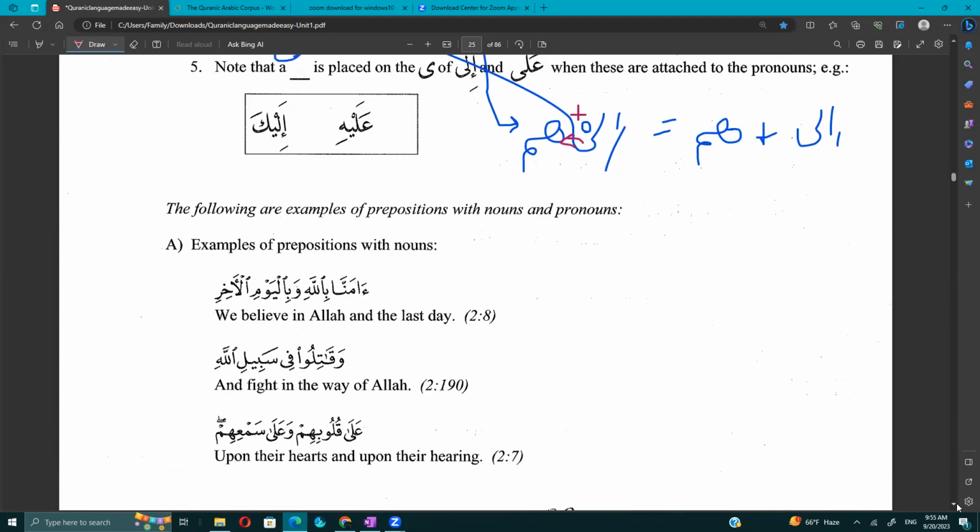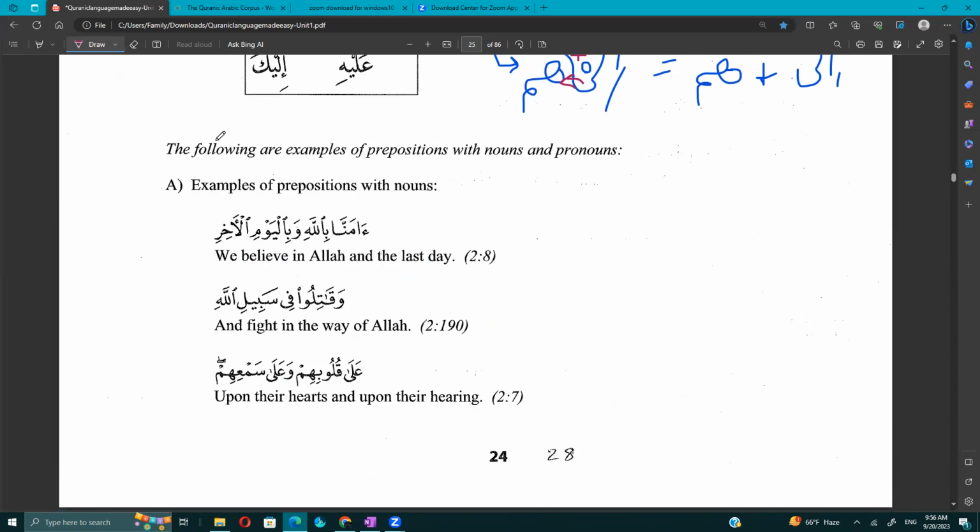The following are the examples of prepositions with nouns and pronouns. A'udhu billahi minash shaitanir rajim. Bismillahir rahmanir rahim. And the examples of prepositions with nouns are amanna billahi wa bil yawmil akhiri. Now tell me what is the huruful jar and what is the noun, that is majroor. Very good. Billahi, right? So what was it? It was the word bi, the word Allahu. It became billahi because of the huruful jar. Bi plus the word Allah becomes billahi. Any other prepositions do you see here?